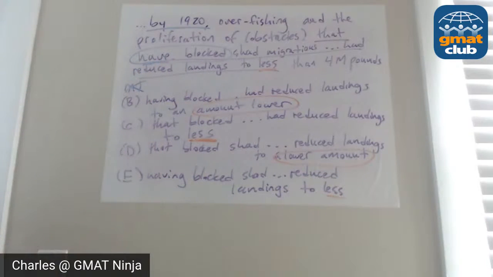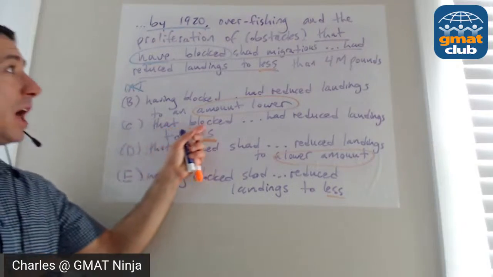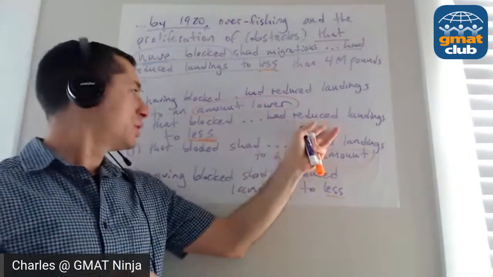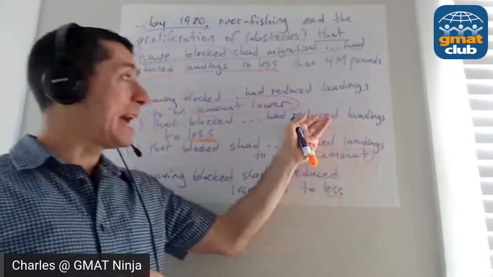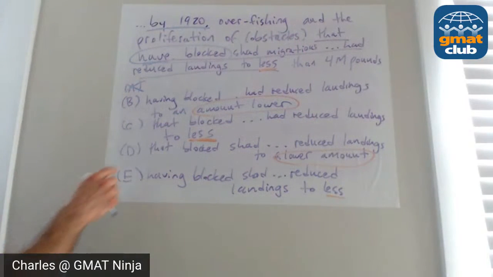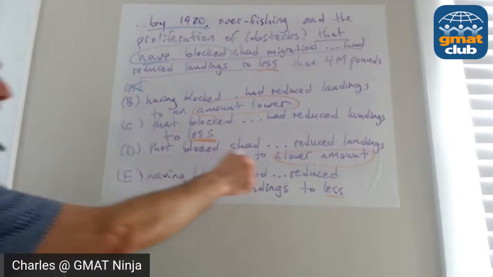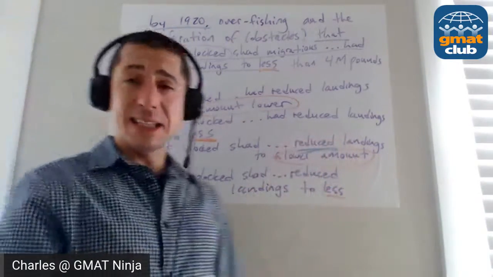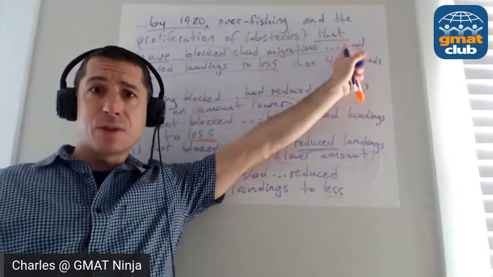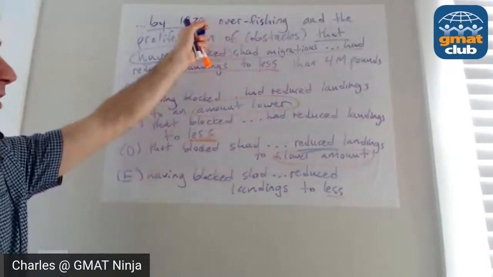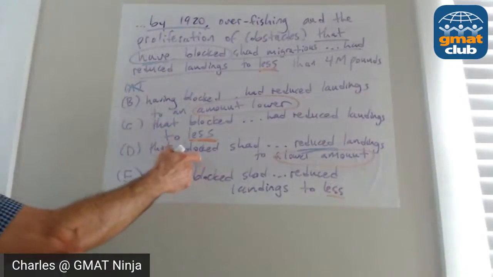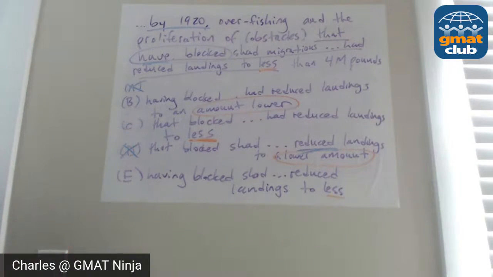I'm going to skip around a little bit. What about C? That blocked shad migrations. Okay, in the past, blocked migrations had reduced landings in the more distant past. By 1920, they had reduced landings. That looks pretty good. D, that blocked shad reduced landings. I think this is one of those cases where you really need that past perfect, because this business of reducing the landings, had reduced landings, gets interrupted in the past, right? Gets interrupted in 1920. So for that reason, D is not as good as C.